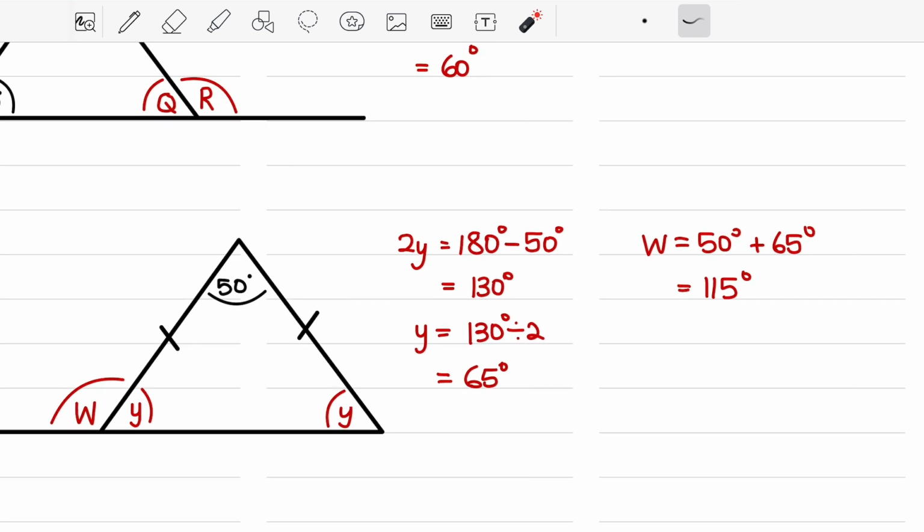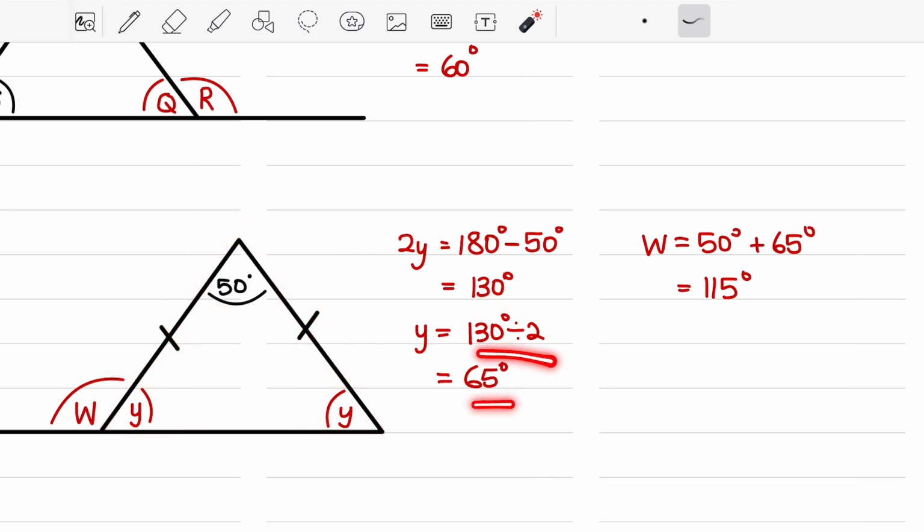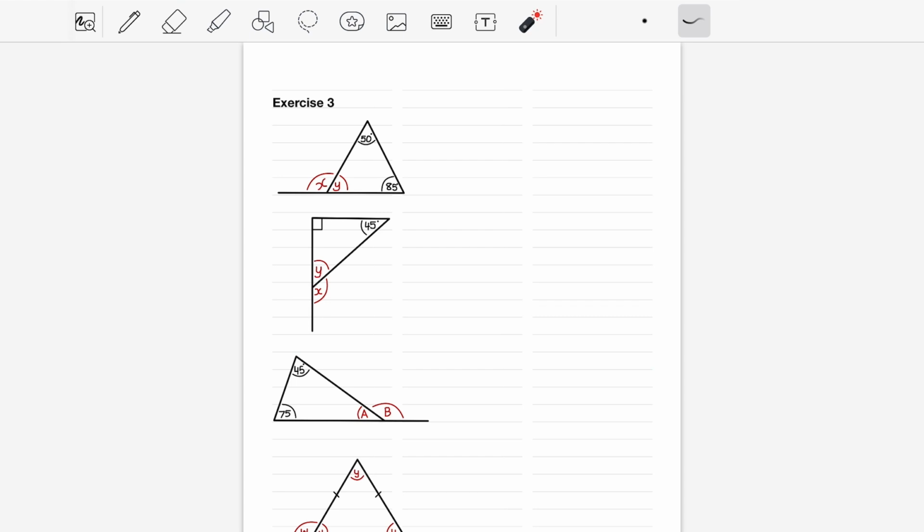Next, these two angles are equal. So 180 take away 50 will give you 130, and then we divide that by 2, we get 65. So Y is 65. And now W is equal to 50 plus 65, which is 115 degrees. Exercise 3. Try these, please.